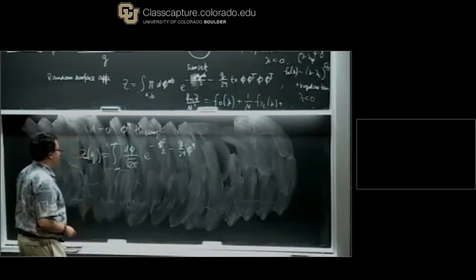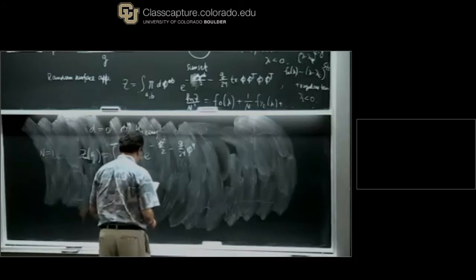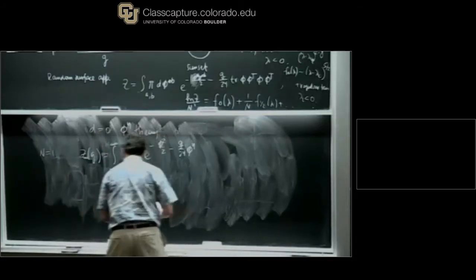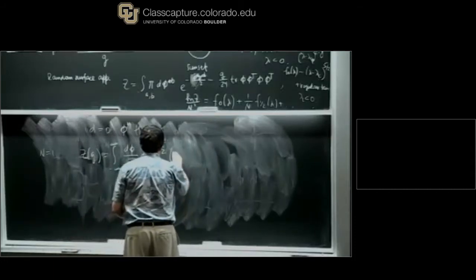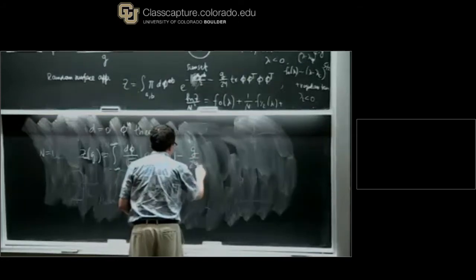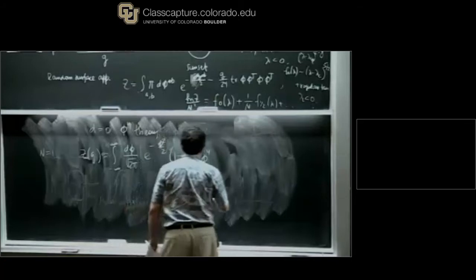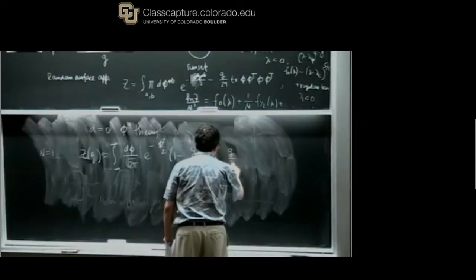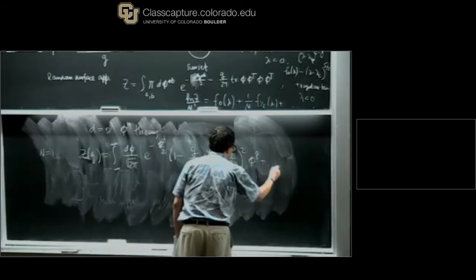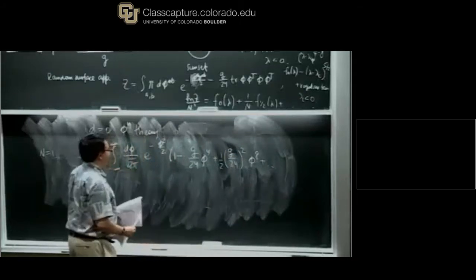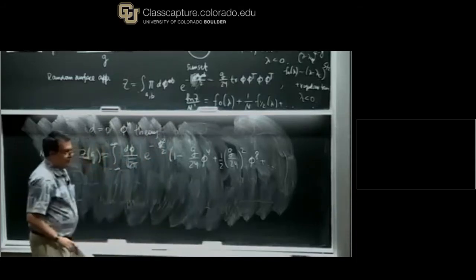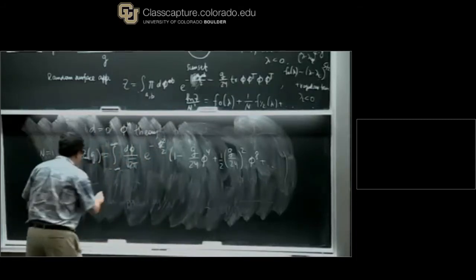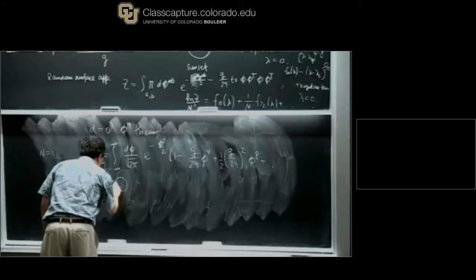So what are the leading diagrams? You can just start expanding this as 1 minus g over 24 phi to the 4, plus g over 24 squared over 2 phi to the 8, and so on. And what's the first diagram coming from here? That's going to be a snail type diagram, which is just a figure eight.